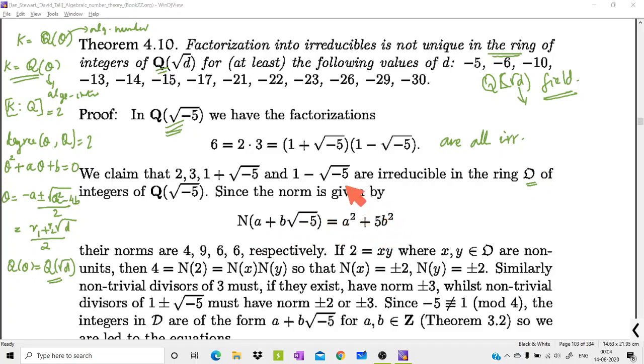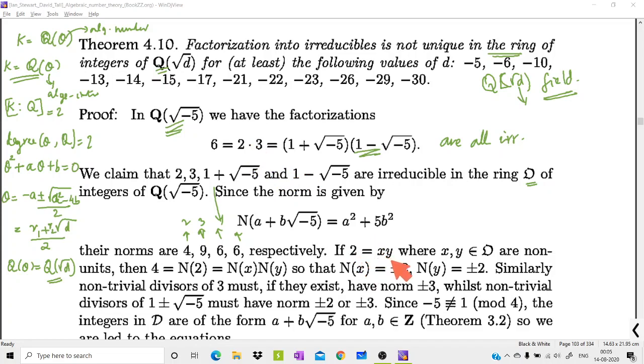Okay, now in this case, what are the norms? The norm of 2 is 4, the norm of 3 is 9, and the norm of 6, that is the norm of 1 plus root minus 5, is 6, and the norm of this number 1 minus root minus 5 is also 6. So these are the norms, respectively. First we prove that this 2 is an irreducible. So we will consider a factorization for 2.